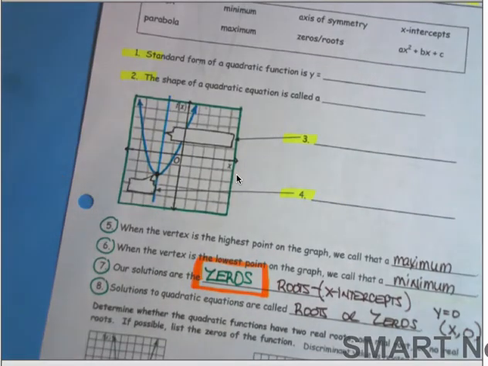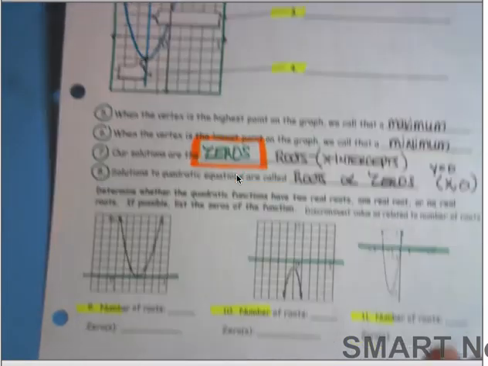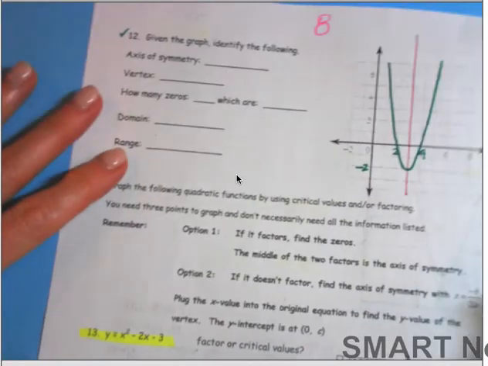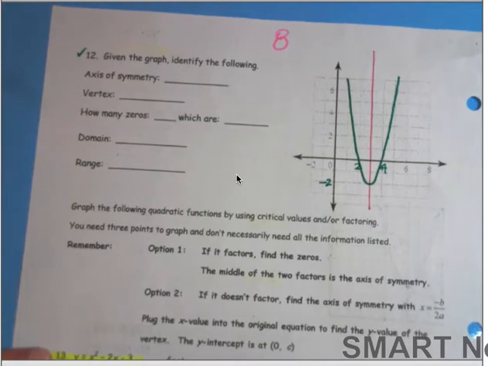I would like for you to do these on your own, and I guess we did talk about this for a few minutes. We talked about zeros, and let's look at number 8. Let's go to page 8. I would like for you to try a few of these graphs on your own, but I would like to look at number 12 before I end the video. So I'm on page 8, number 12.